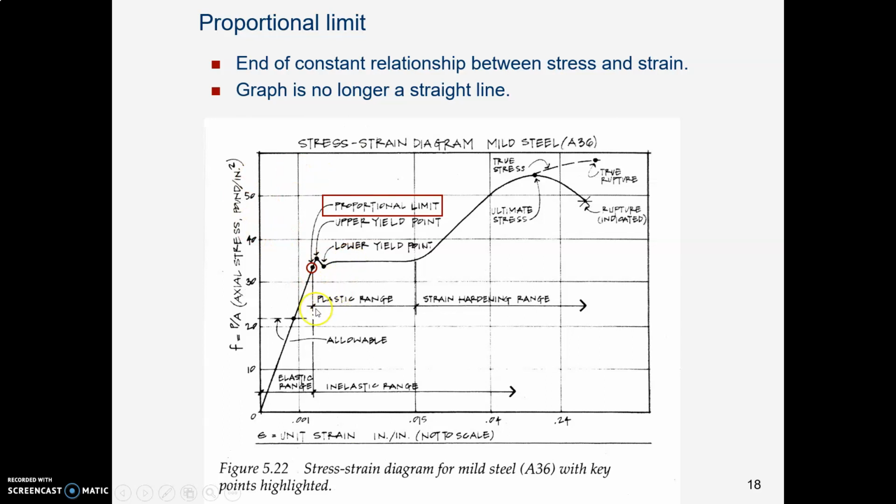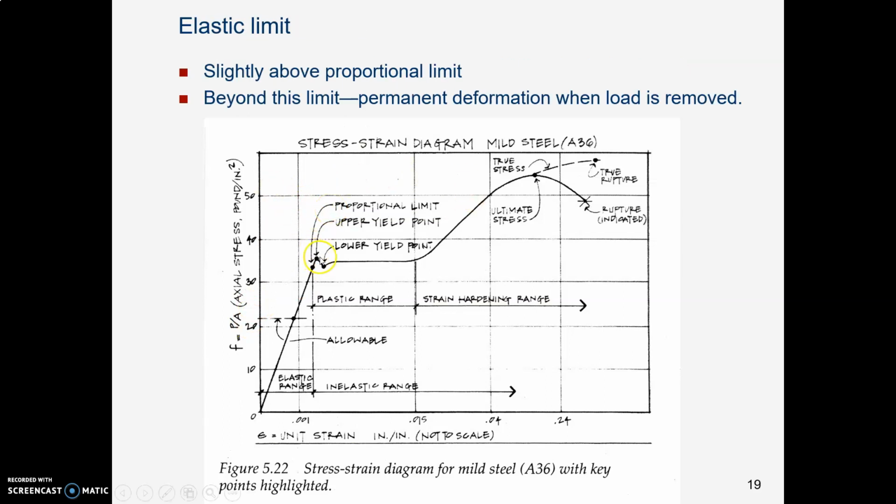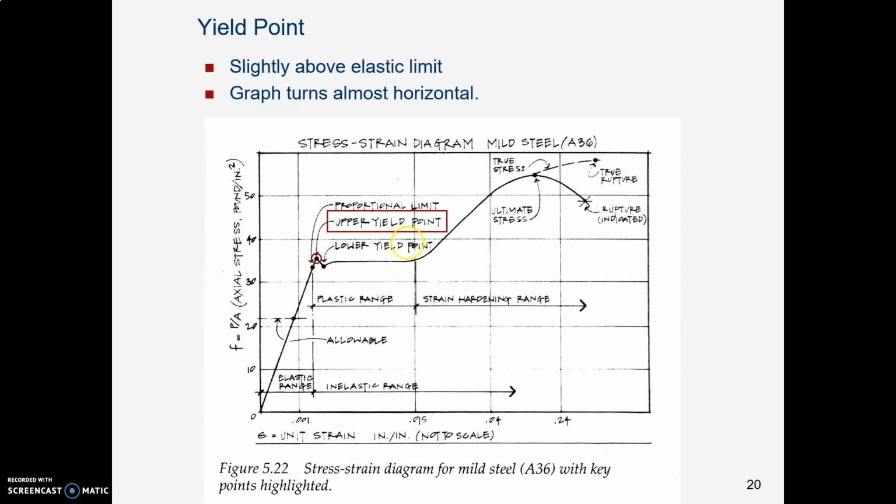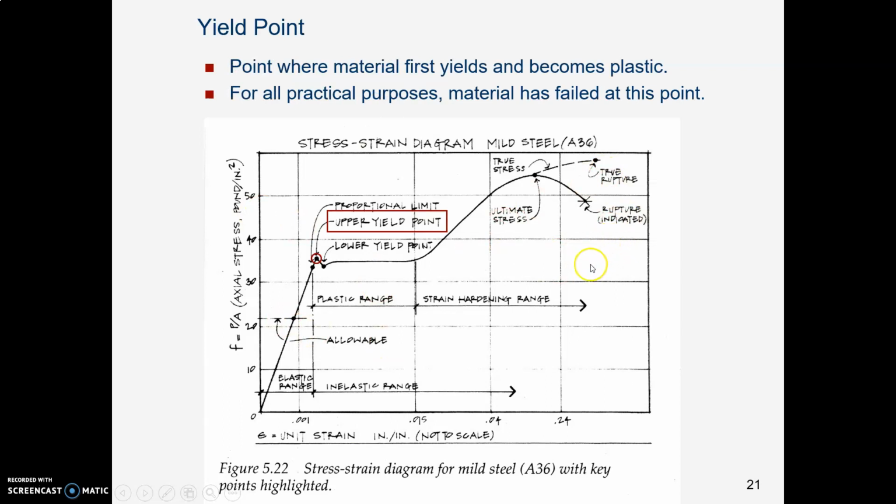To be precise, the point where stress and strain are no longer in proportion is called the proportional limit, and now the graph is no longer a straight line. The point at which the material is no longer elastic is called the elastic limit, and above that point is where the material has yielded. It's turning plastic, and that's called the yield point. And really, we just think about the yield point. That's what's important to us.